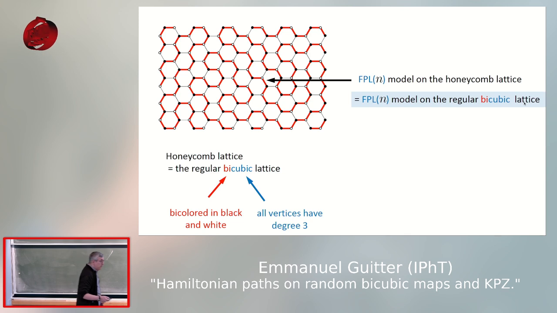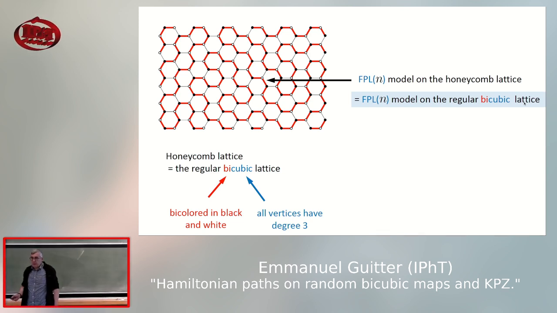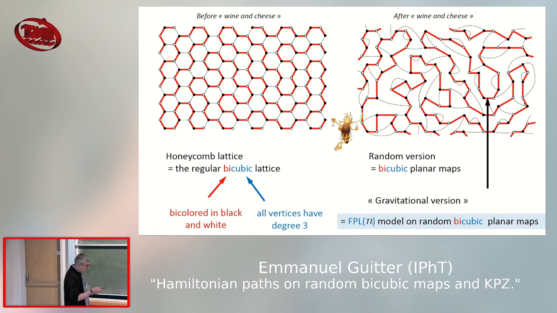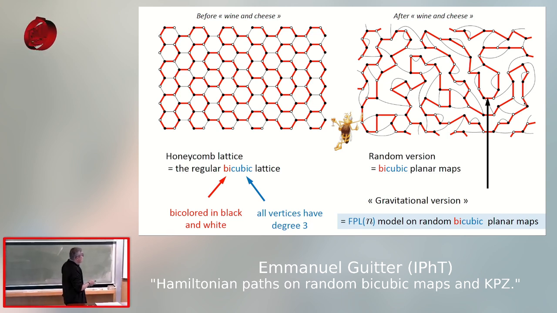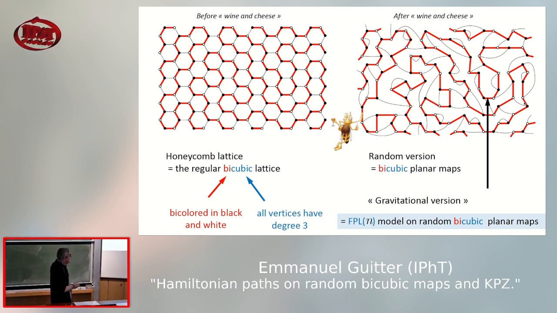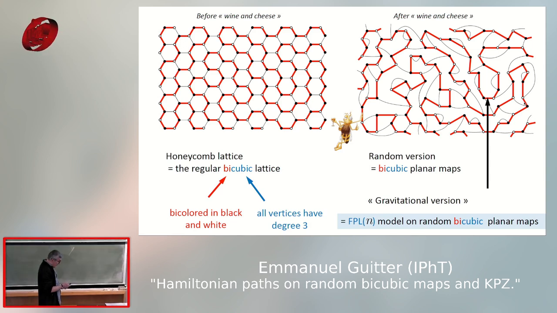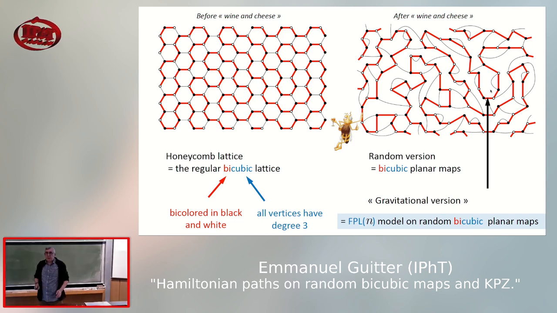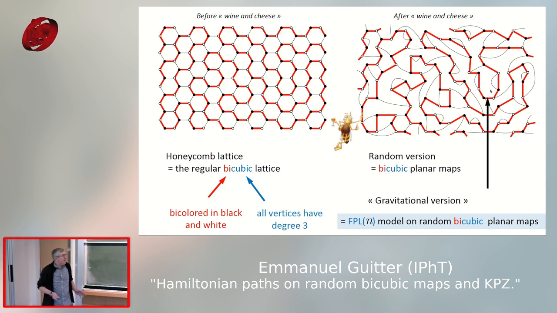But now we know that whenever we have a model on a regular lattice, we can also build the same model on the random lattice. Okay, so that's the problem of the random lattice. It has a random version where you still demand that the graph is bicubic. And so it is what I call the gravitational version of the model, which is fully packed loops drawn on a random bicubic lattice. So you see it's bicubic, all vertices are degree 3, and you can color them in black and white, with white having only black neighbors. And okay, so here, that was the main progress in 1999, that we identified the model.